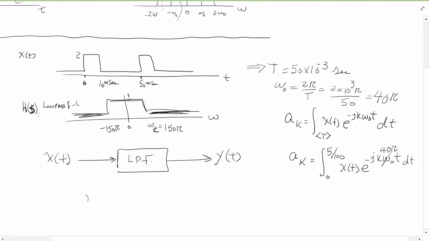So one way of fixing this is I write a of k is equal to the integral from 0 to 1 over 100 of 2 e to the minus j 40 pi k t dt. Oh, I forgot something. There's a 1 over T that needs to be added here, and T is 50 milliseconds, so 1 over T would be 10 to the 3 divided by 50, or 20. So I'm going to have to put a 20 back here to account for the 1 over T that I forgot.